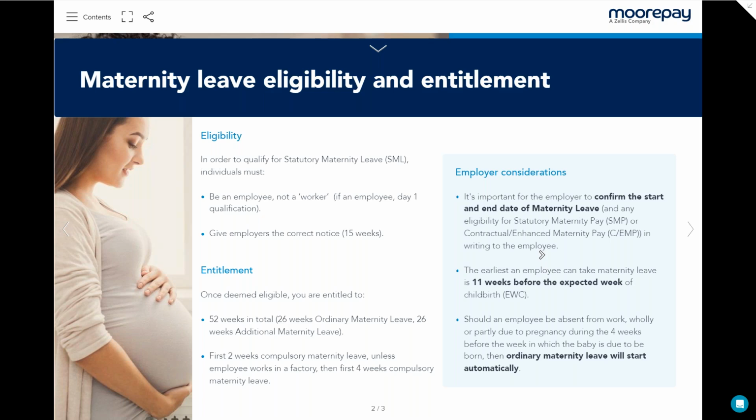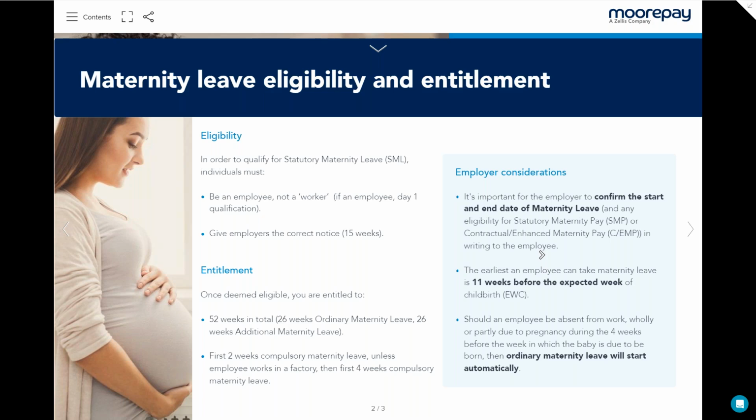So we get this question quite often: when can I go on maternity leave? Maybe somebody's struggling with a pregnancy and they want to go off early. The earliest they can take the maternity leave is 11 weeks before the expected week of childbirth, the EWC. So we'd get the expected week of childbirth on the MAT-B1, we'd count back 11 weeks, and that would be the first date they can actually take their maternity leave. So yeah, some people like to push it out as long as possible and stay in work as long as possible.